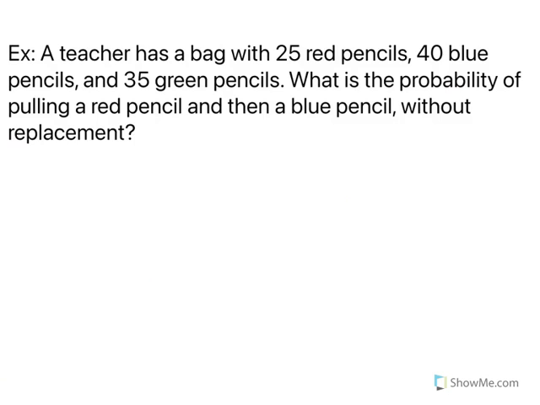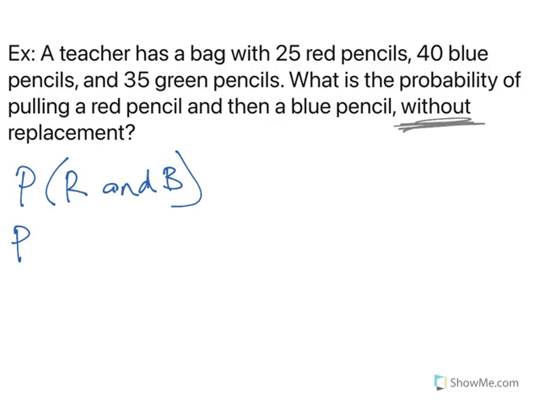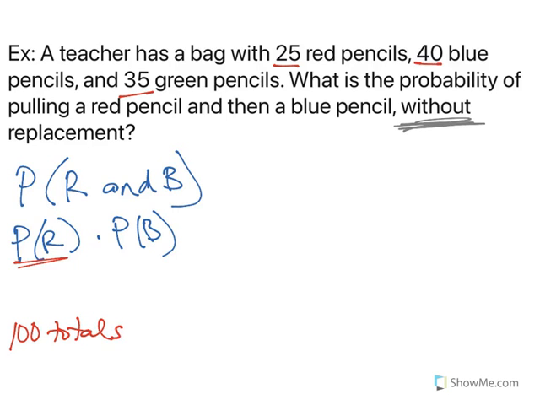A teacher has a bag with 25 red pencils, 40 blue, 35 green. What is the probability of pulling a red pencil and then a blue pencil without replacement? Okay, so probability of pulling a red and then a blue. So we're going to do probability of red times probability of blue. The first one is the easy one. So how many total pencils do we have? 25 plus 40 plus 35 gives me 100. So we have 100 total pencils. So the probability of pulling a red one is 25 out of 100.